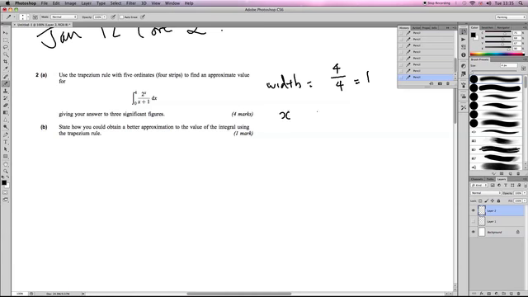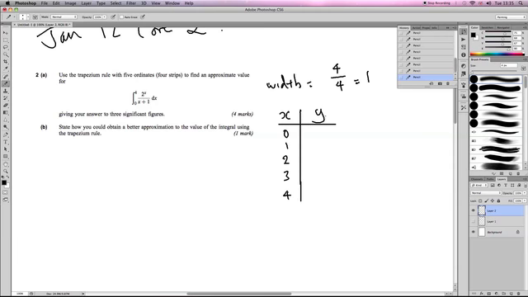The next mark I'm going to get is basically for filling in this table. It starts at 0, so I've got to start at 0, and then I'm going up in steps of 1. So 1, 2, 3, and then 4. And again, I've got 5 ordinates, so that must mean I have to have 5 x values. So 1, 2, 3, 4, 5. 5 x values, 5 ordinates.